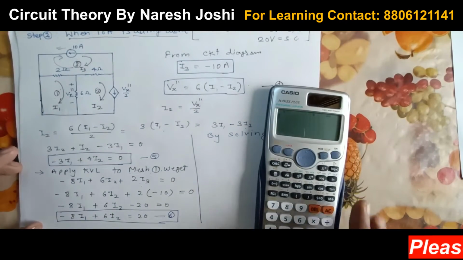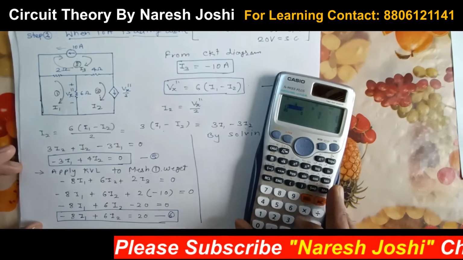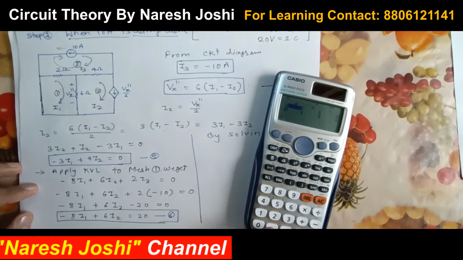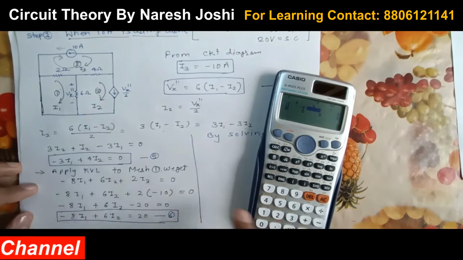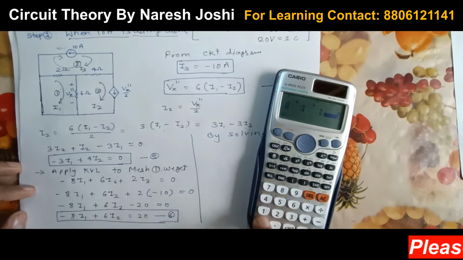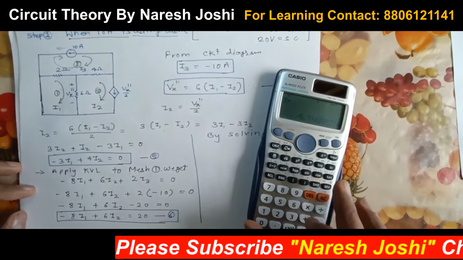In the calculator, you have to select mod, 5 and then 1. So what is the value of the magnitude first? Write minus 3, then plus 4, then 0. Then minus 8, then plus 6, and enter. The next is 20, so enter 20. This is what we have obtained, minus 5.7.